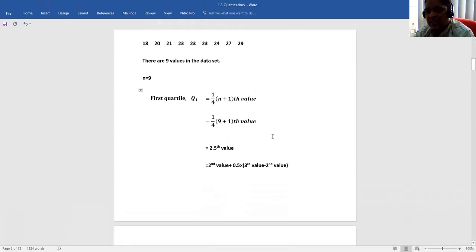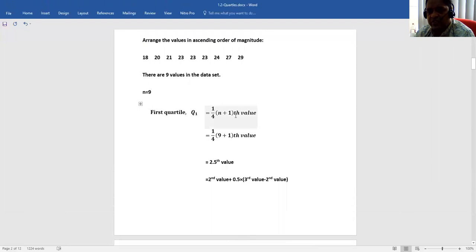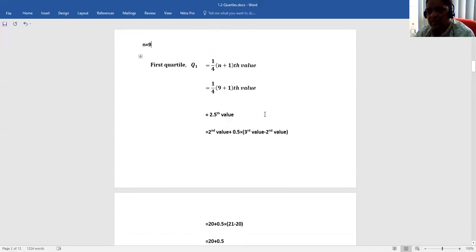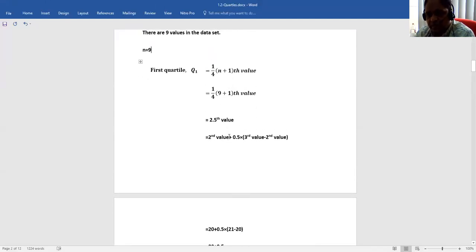For the first quartile, we have to use this equation, (n plus 1) divided by 4. So n equals 9, plus 1, divided by 4, we will get the 2.5th data value. For this, you take the second value plus 0.5 multiplied by the third value minus the second value.